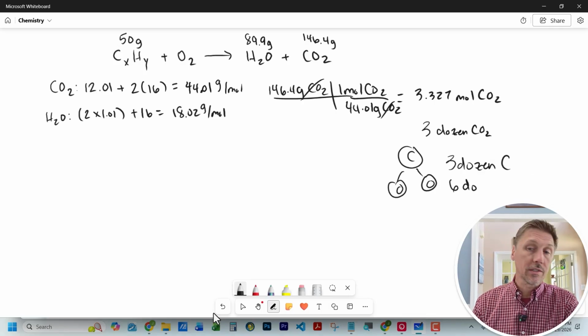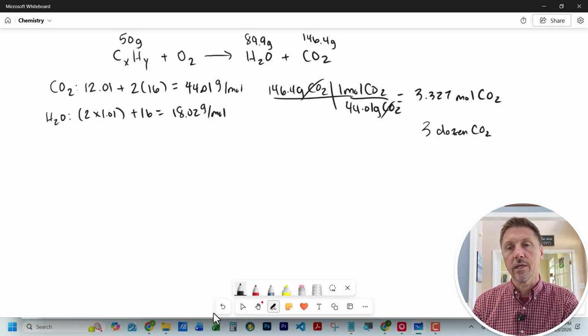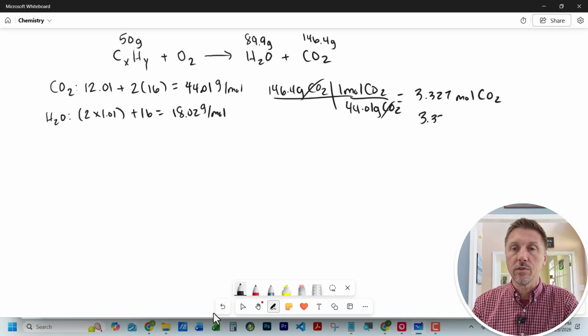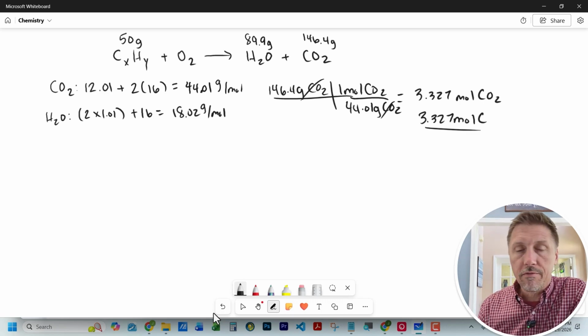And so just the same way that a dozen would work, we don't have 3 dozen. We have 3.327 moles of CO2, but that means we also have 3.327 moles of carbon atoms, all right? So let's keep that in mind, and we're going to use that fact in just a minute.